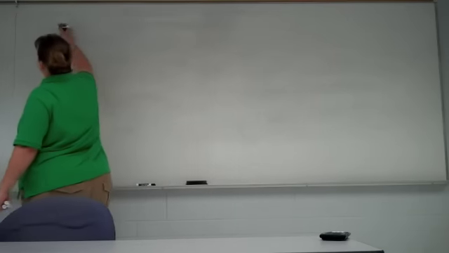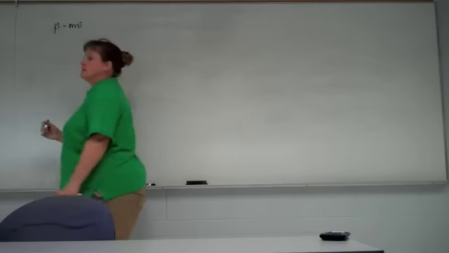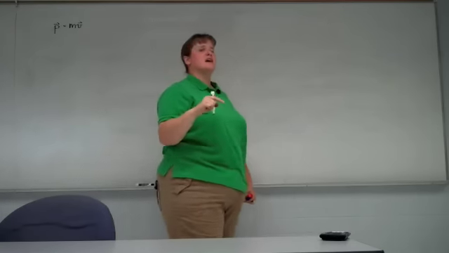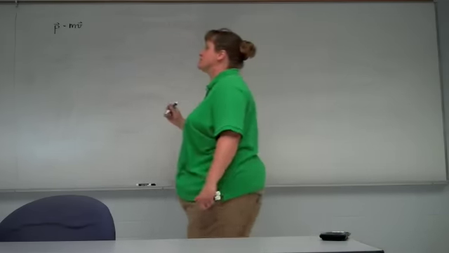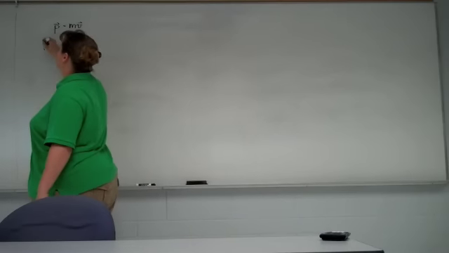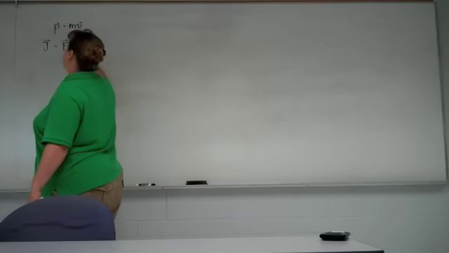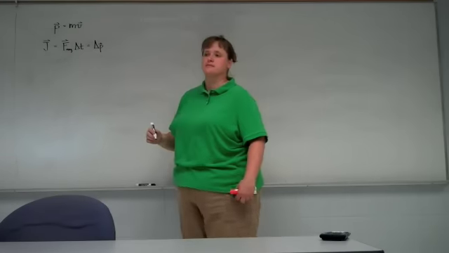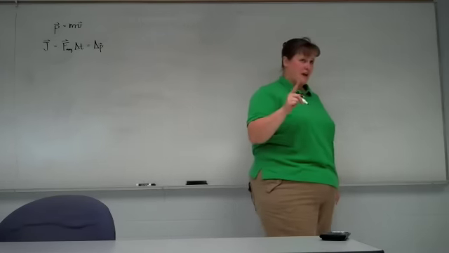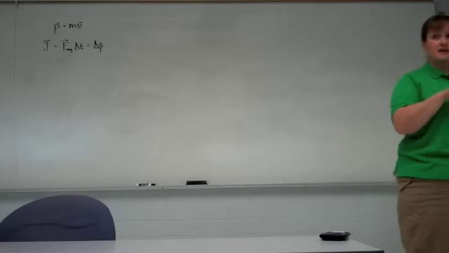So linear momentum. Linear momentum was mass times velocity. An object had to be moving to have linear momentum. Impulse was the average force applied over some period of time, and it was also the change in momentum. So if you had some sort of force applied for a period of time, then the momentum of your object would change.